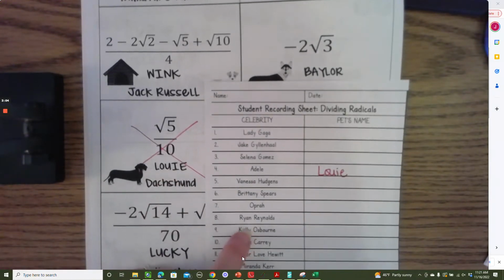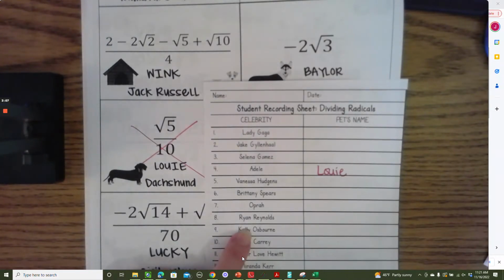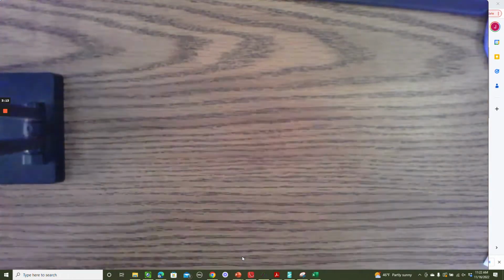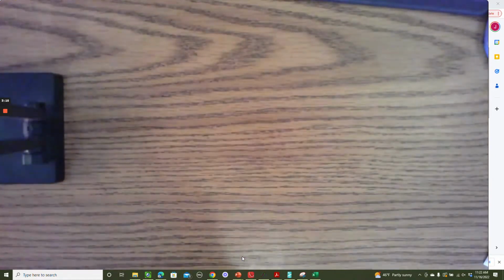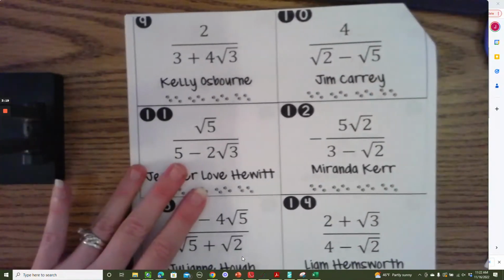All right, we're going to jump down here to Kelly Osbourne. We're going to jump to number 9. And you can pop the staple in this if you need to. You do whatever you need to. Just keep your pages together. All right, here we go.